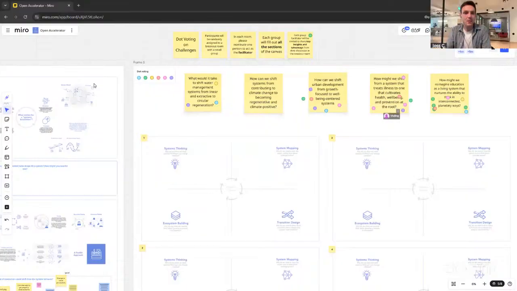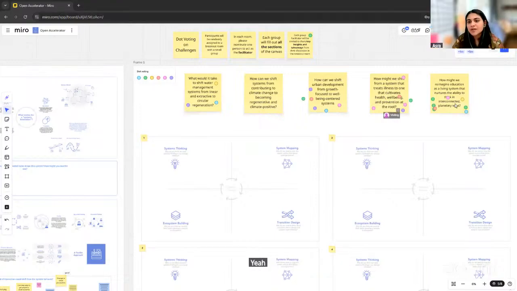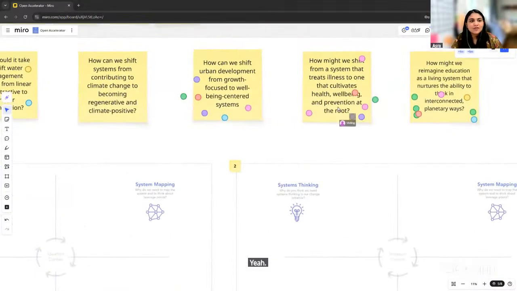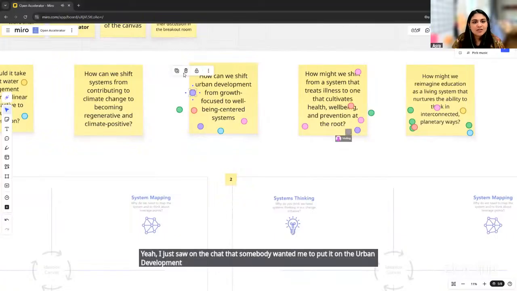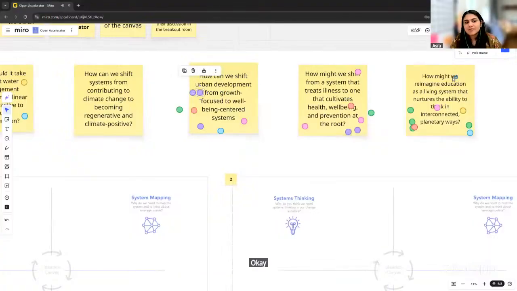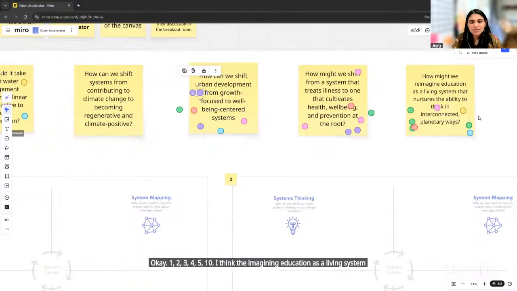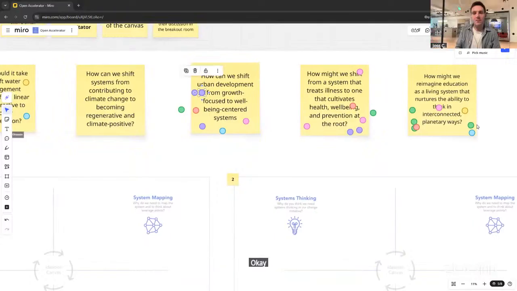I think we have a winner, don't we, Azra? On the right. Yeah. So, I'm just trying to count them. I just saw on the chat that somebody wanted me to put it on the urban development. Also just do it there. Okay. Yeah, 1, 2, 3, 4, 5. I think the imagining education as a living system has got more votes. Okay, great.